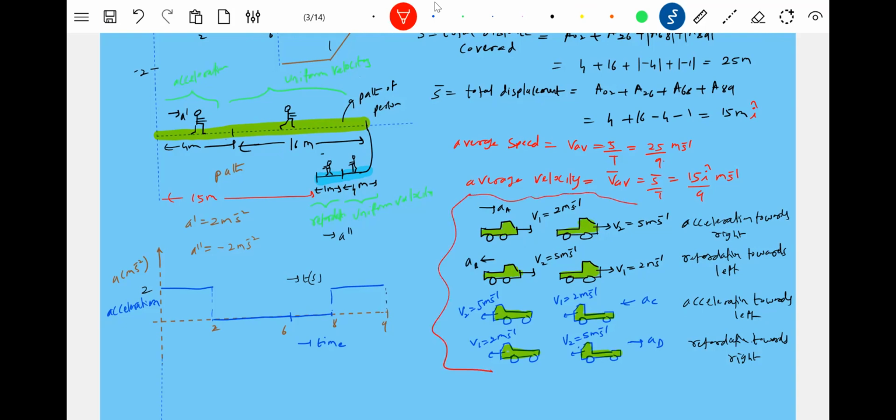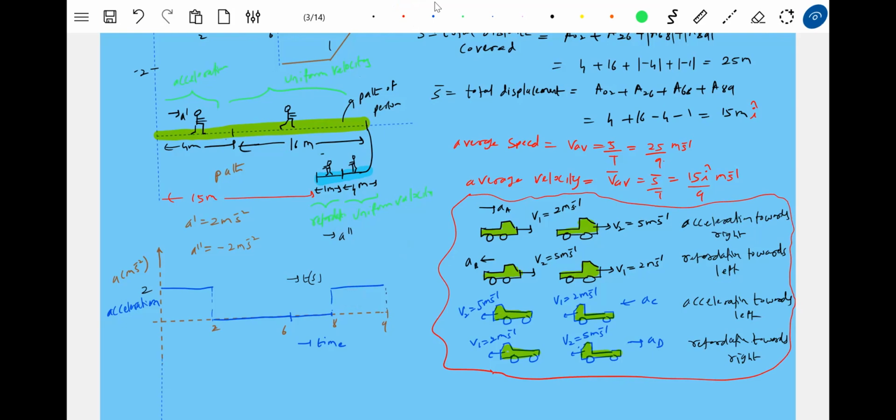See, one has to analyze everything here. Justified, why is retardation not negative? No, retardation is directed towards right, so therefore I'm putting positive. So this is in fact acceleration, and this is in fact retardation.